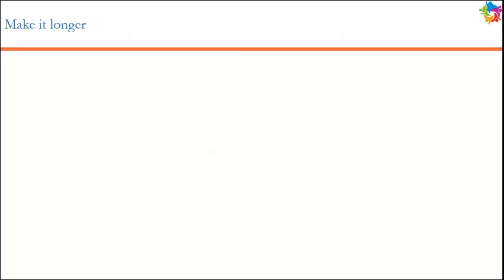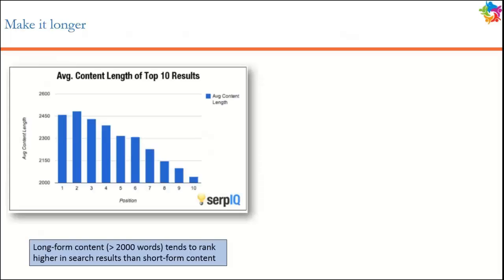So the first thing is, as we said, make it longer. Okay, I'm going to show you statistics and data backing up everything here. So this is the first statistic to prove to you that long form content tends to rank higher. When I say long form, I mean content that is longer than 2000 words. You can't just write a 200-word piece and hope it will rank number 1 on Google. Most of the time it will not happen. It can happen though, but chances are very low.